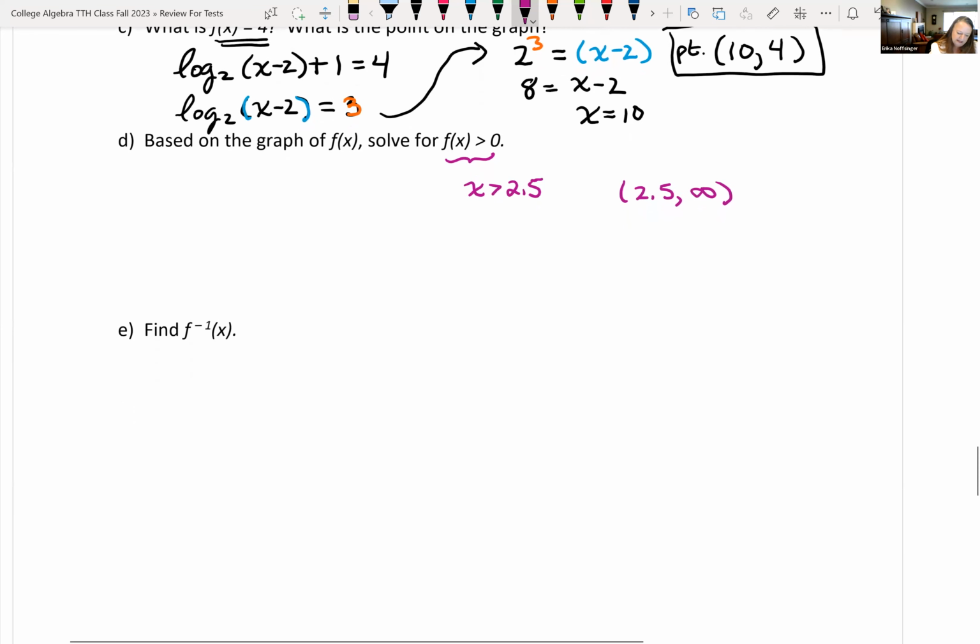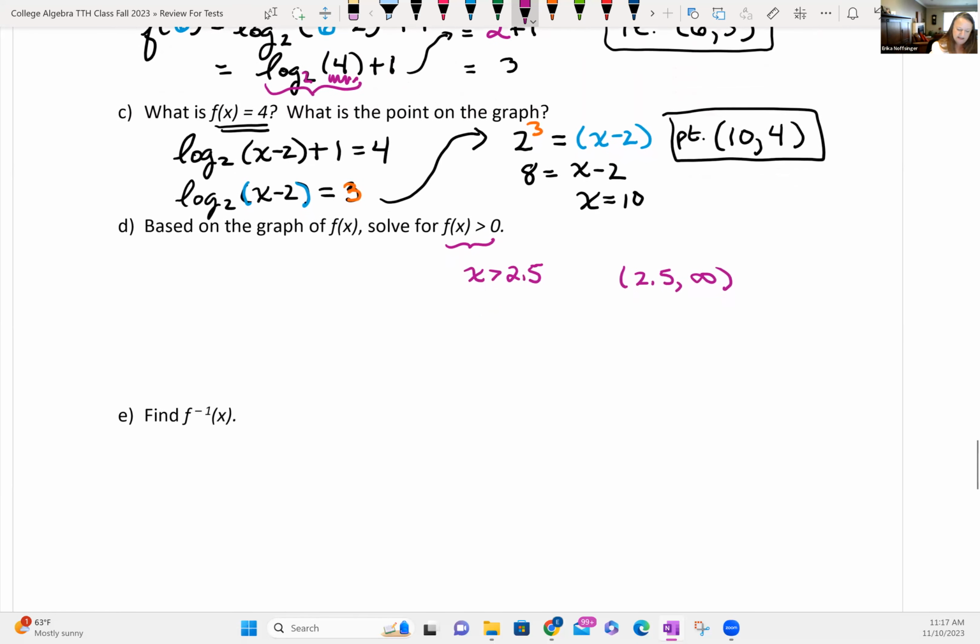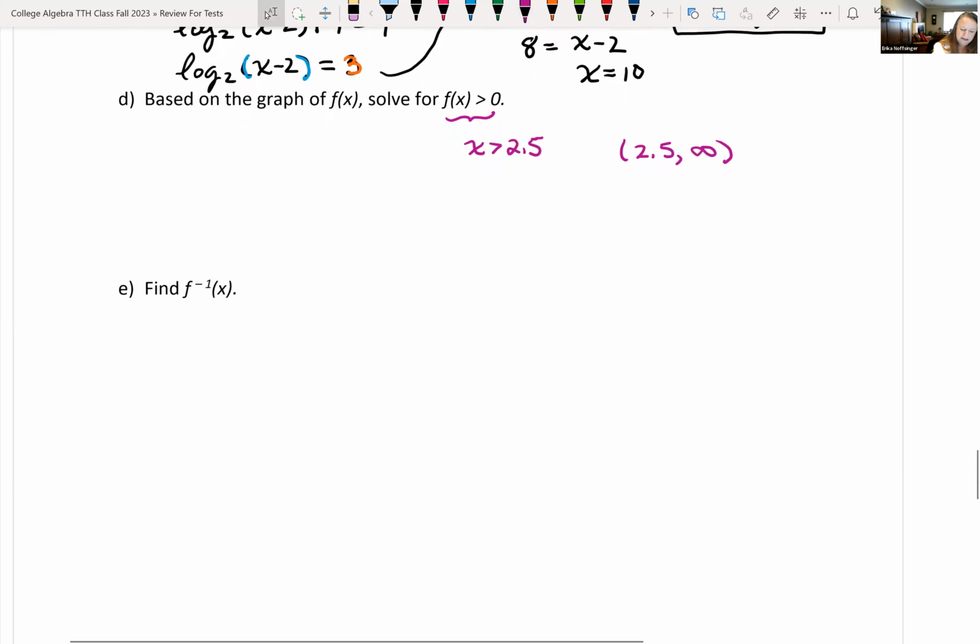So it now states find f inverse of x. So let me write f of x down again. F of x was our log base 2 of x minus 2 plus 1. So this is f of x. I'm going to write this as y equals because we're going to have to do that anyways when we're solving for the inverse function. And so solving for the inverse function, we're swapping our x and y values. And then once we swap them, we're solving for y. And so swapping my x and y values.